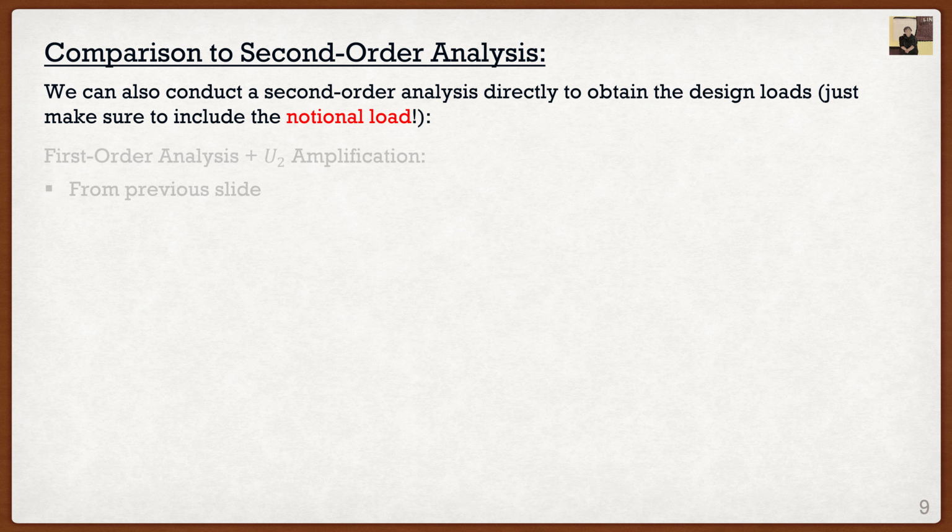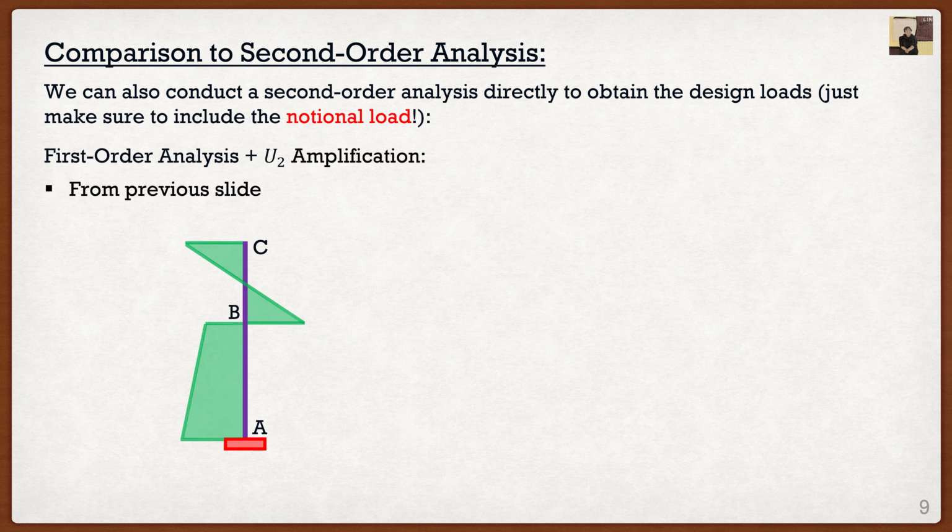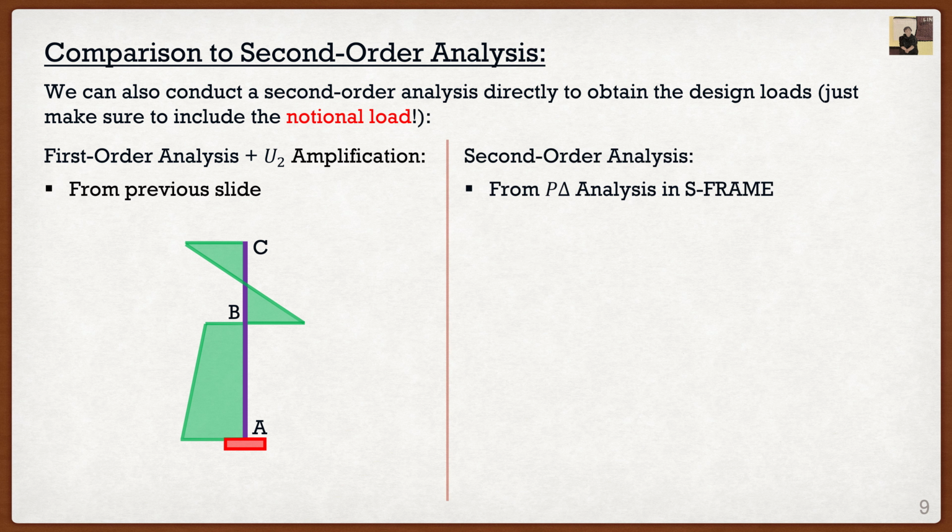So some of you may be wondering, is this the same for CSA when it comes to second order effects? Well, if we were to look at the first order analysis that we did on the previous slide, we got the following bending moment profile and our axial loads. Now, if I were to do the same analysis in S-frame but perform an actual P delta analysis, well, it turns out we actually get the same shape of the profile. But how do the values compare?